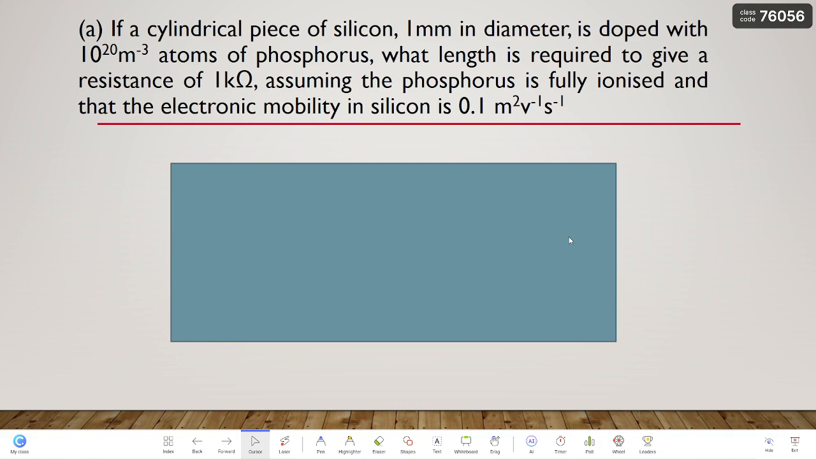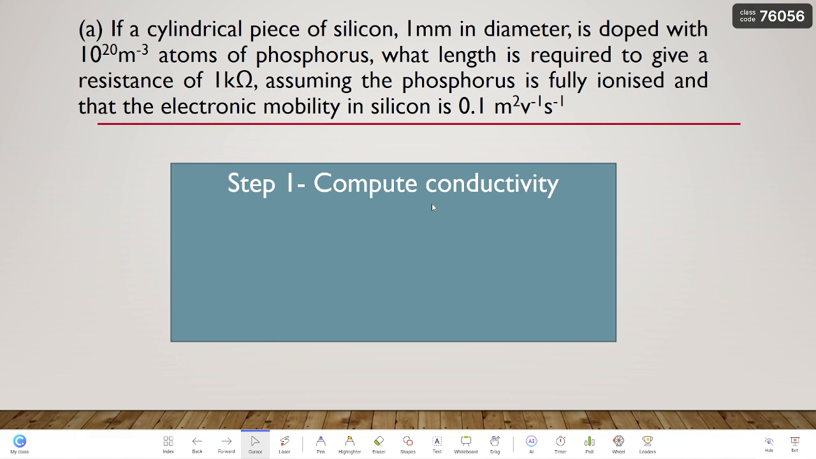Let's put that idea into action. We will start with a simple example. Here you can see we have a cylindrical piece of silicon which has a diameter of 1 millimeter and it is doped with phosphorus. This is the free electron concentration. We have to find the length, and the resistance is given as 1 kilo ohm, and we have been given the electron mobility in silicon. So let's start.